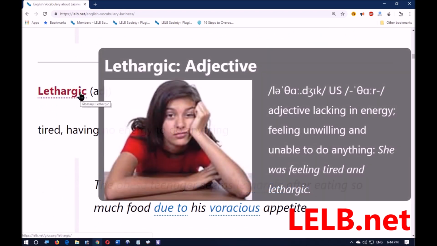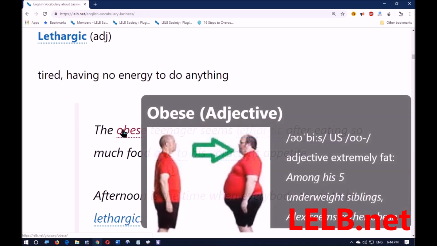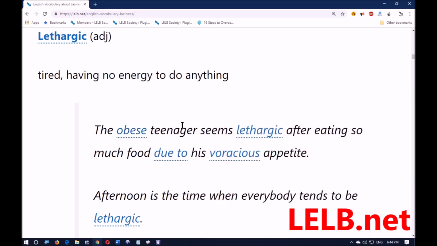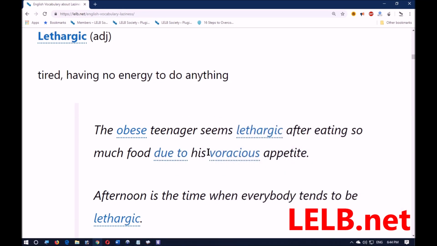Lethargic. Lacking in energy, feeling unwilling and unable to do anything. Tired, having no energy to do anything. The obese means too fat people. Okay. Teenager seems lethargic after eating so much food due to or because of his voracious appetite.